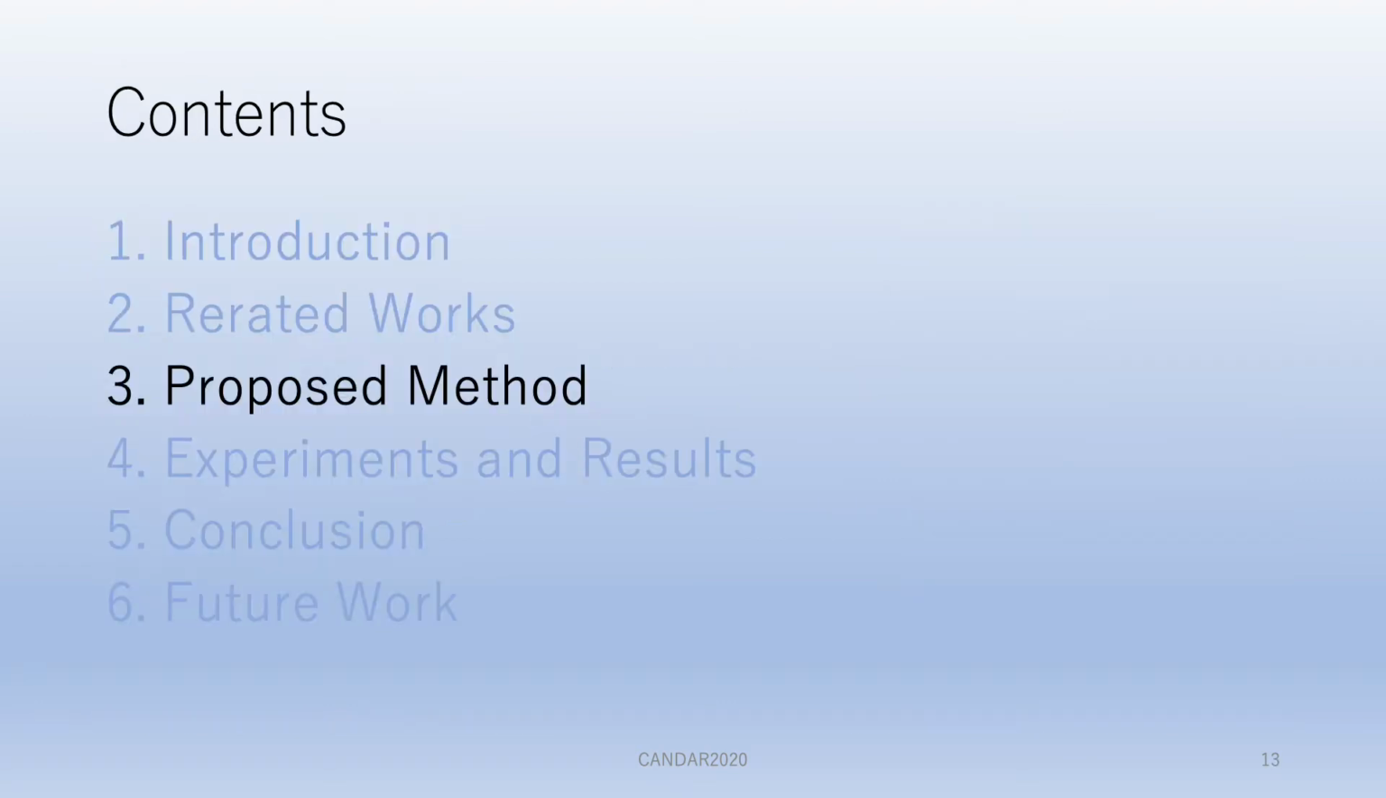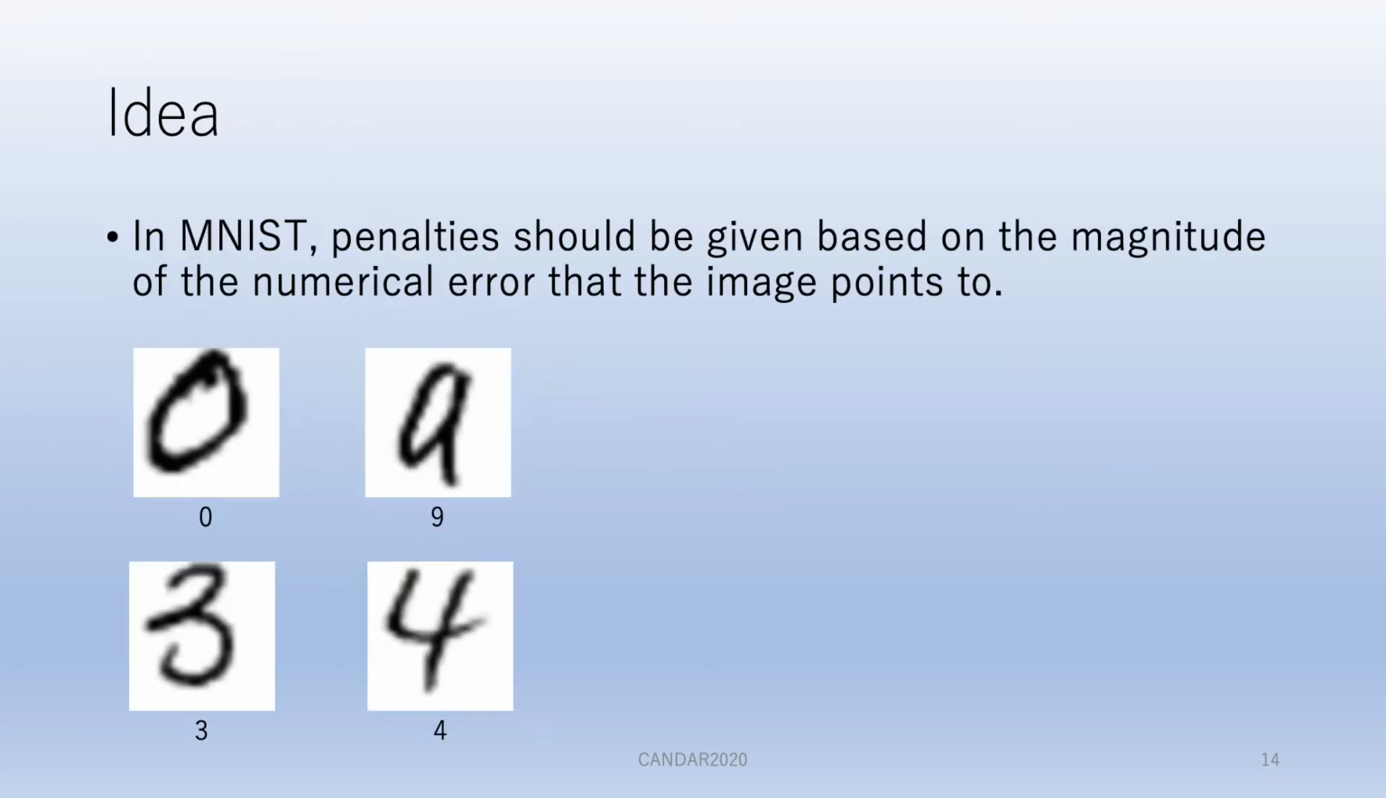Third, I'd like to start by talking about proposed method. Here, I talk about the idea for the proposed method. If you try to get a model to train MNIST numerical information, penalties should be given based on the magnitude of the numerical error that the image points to.